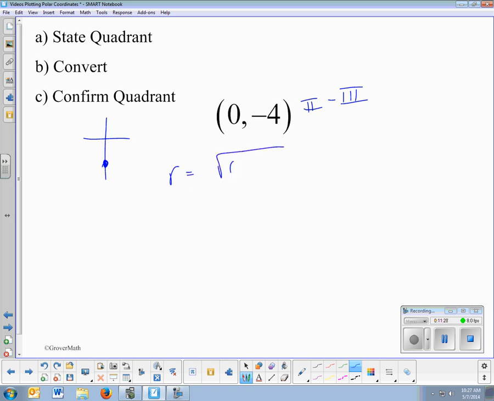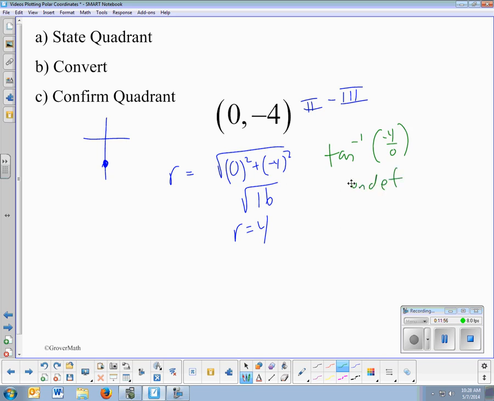When one of our values is 0, it's pretty simple though. 0 squared plus -4 squared. And 0 squared is 0, -4 squared is 16, and so we end up with 4. So r equals 4. If you do inverse tangent here, we end up with -4 over 0, but the problem is that is undefined, and your calculator is not going to be able to work with that.